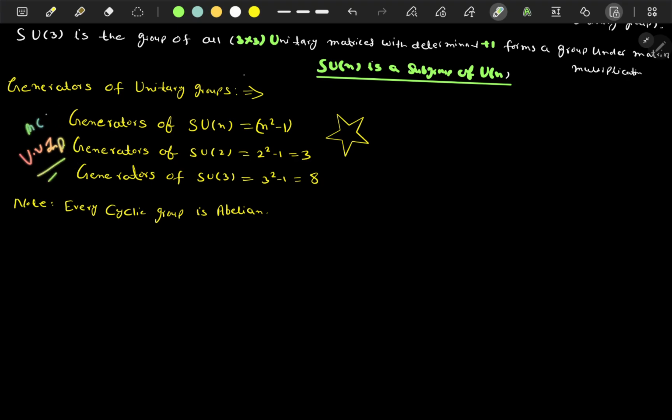MCQ type, not in your university exam but MCQ type. So the generators of SU2 equal 2 square minus 1 equal to 3, and for SU3 it is n square minus 1, 3 square minus 1 equal to 8, and every cyclic group is abelian. Thank you for now, see you later.